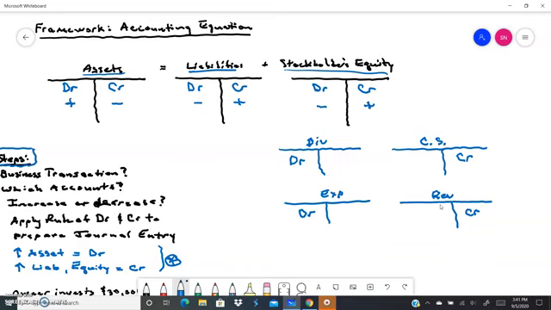And to simplify things, dividends and expenses are always going to be debits because they decrease stockholders' equity. And common stock and revenues are always going to be credits because they increase stockholders' equity. So really, the only ones you need to be focused on are the changes in assets and liabilities. Do those accounts go up or down? And then that will tell you whether they're debits or credits. So that's it for this chapter 2.